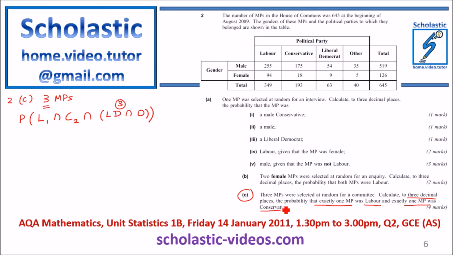So there are 3 positions to arrange. In this case, we select L, C, and the third can be else. So that means LCE, also ELC, ECL, CLE, CEL. There are actually 6 possible ways of selecting 3 MPs: exactly one Labour and one Conservative, and the other one from else. So there are 6 of these. Therefore, once you find the probability here, you need to multiply by 6. This is one way here.